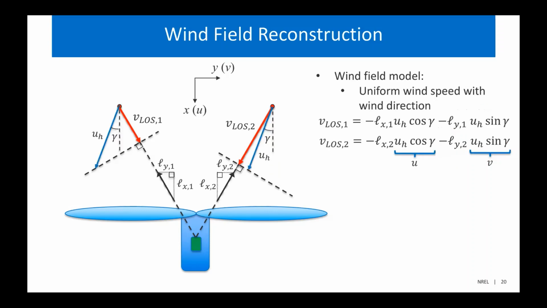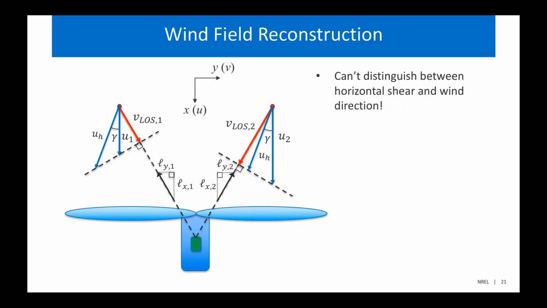Another wind field model, another assumption we can make, is that we have a uniform wind speed, but with some wind direction. So now both LiDAR beams are measuring the same wind speed and direction, but from different angles. So our line of sight measurement will now be a function of the U and V components, where U is the horizontal wind speed times the cosine of the wind direction, and V is the horizontal wind speed multiplied by the sine of the wind direction.